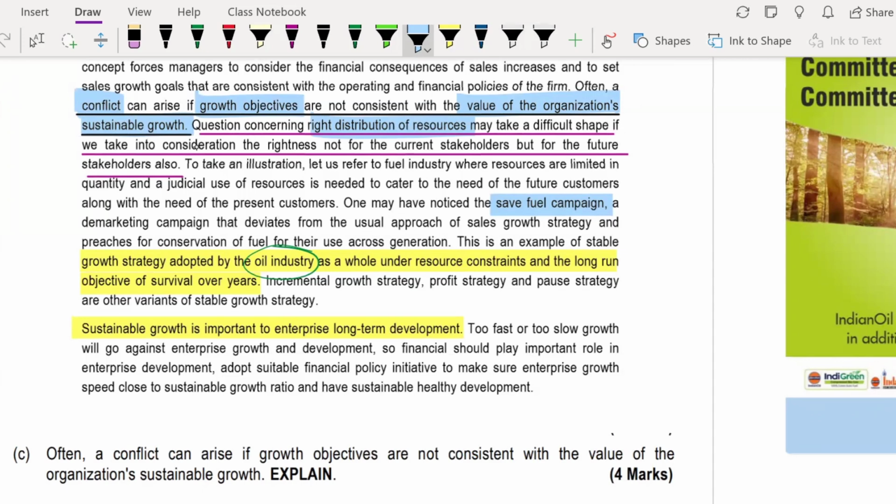Because here you're thinking not only of the current people who are there in the company and the current stakeholders and how you want to make profit. You are also thinking of how you want to make profit for the future stakeholders, correct? So whenever you're going to take a decision about how to rightly distribute the resources, it is going to be a difficult decision. But if you make the right decision, it will be good in the long term. Okay.